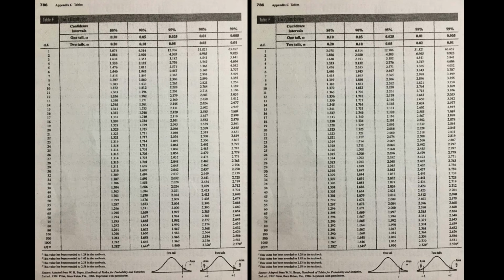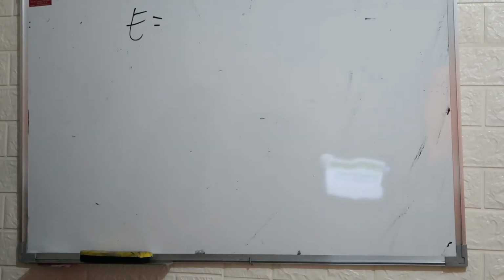So what is your T alpha over 2? Use the table. Sinend ko na sa group chat. 90% yung confidence interval, and then 38. I already sent it in a group chat. So what is your T alpha over 2? Okay, very good. So that would be 1.686.